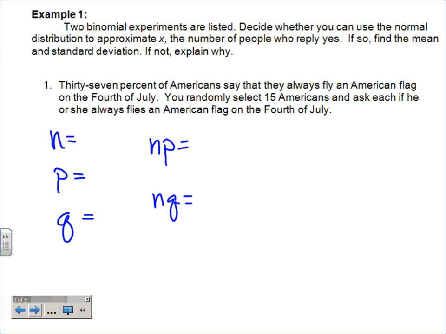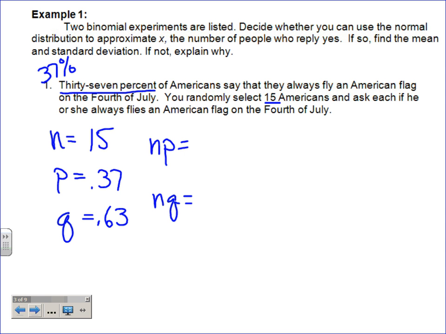So what we're going to do is, well, what's N here? How many trials? 15, right? 15 trials right there. That's how many you picked. What's P, probability of success? Yeah, 0.37, right? Because you have to write the percent as a decimal. It's 37%, which equates to 0.37. And then Q is 0.63, right? 1 minus that, 100% total. And so what we have to find out is, are NP and NQ sufficient here?